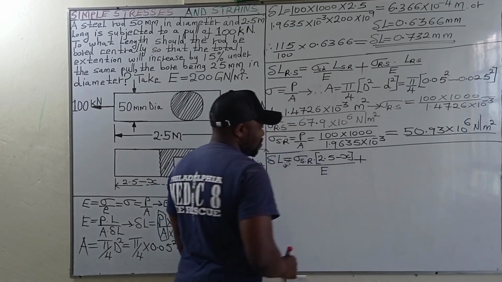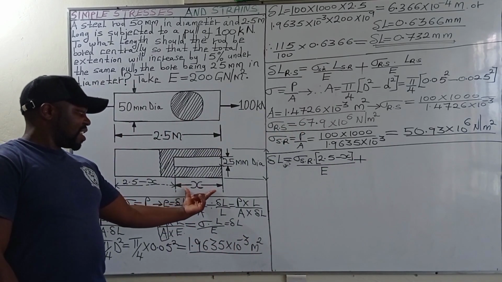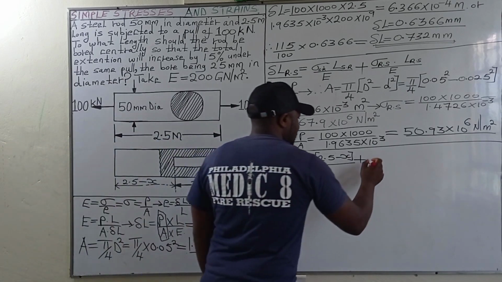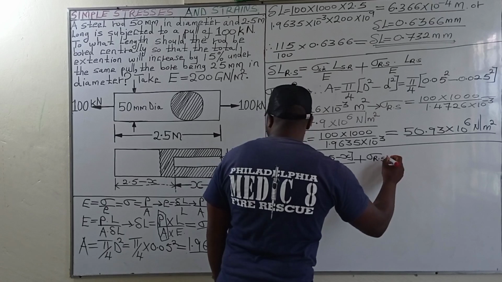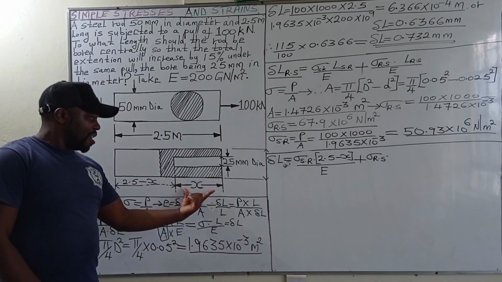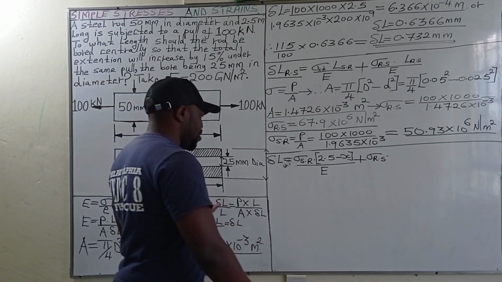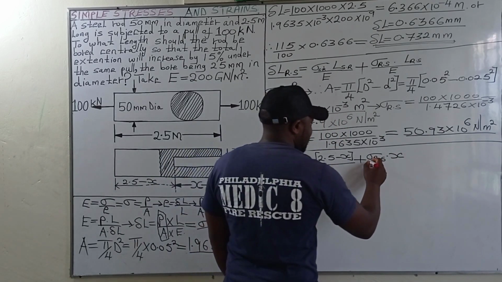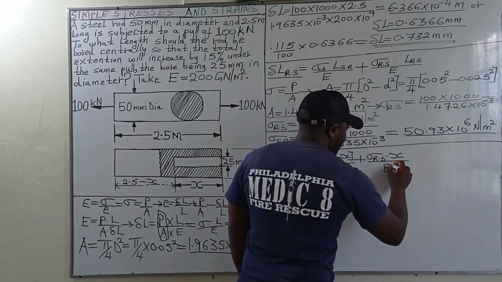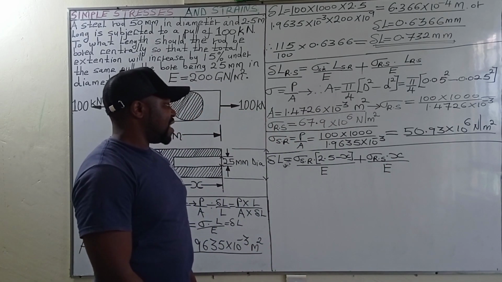Then we add that to the elongation of this reduced section, which in this case will be the stress of the reduced section multiplied by the length to be bored, that is x. We still don't know how long we are going to bore it, divided by Young's modulus of elasticity of steel.